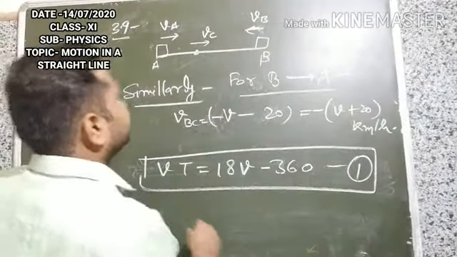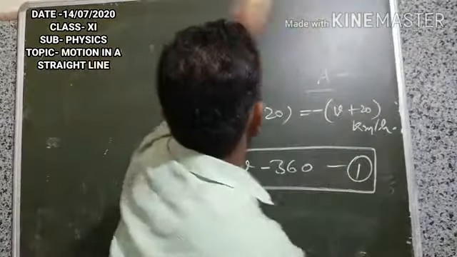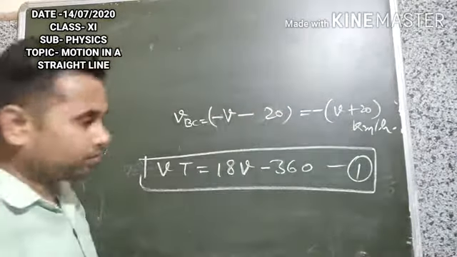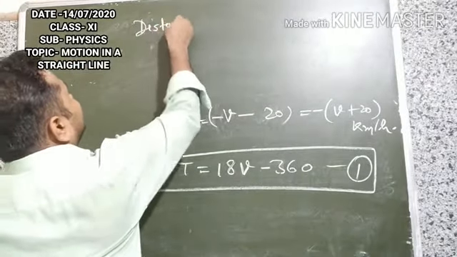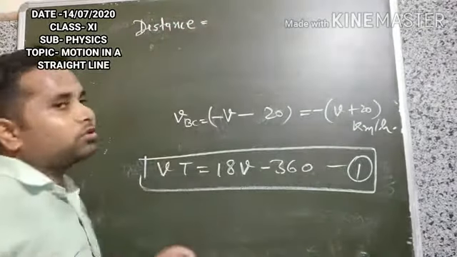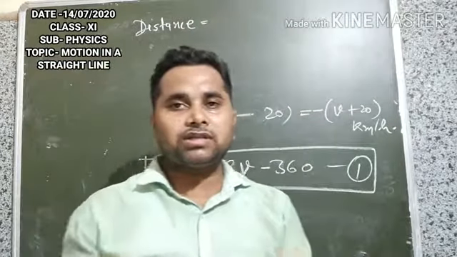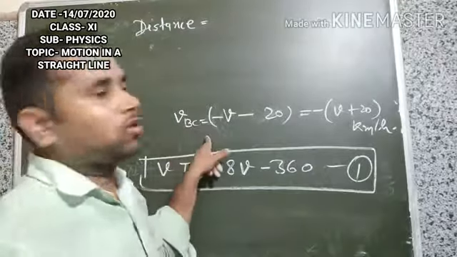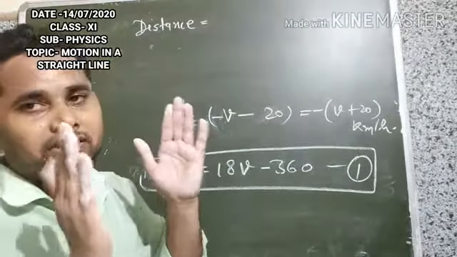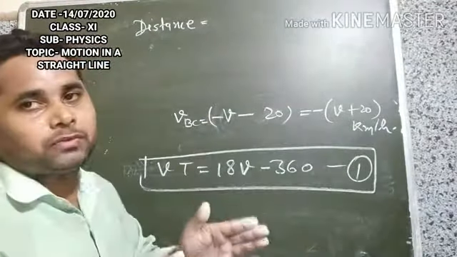So again, distance, now calculate the distance. What distance are you calculating? Distance travelled by the bus to reach the cyclist with this relative velocity. When we take relative velocity, what happens? Cyclist comes to rest. Cyclist will be at rest.